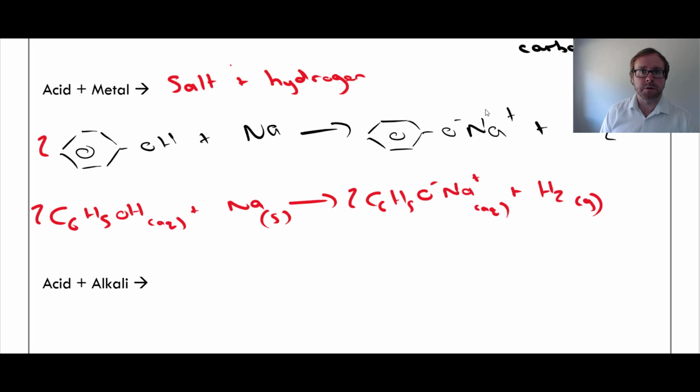Okay, and I'm sure you've all got this. I was a little bit naughty and I forgot to tell you that you'd need to balance this equation here as well. So my chemical reaction would be 2 phenol plus 2 sodium would form 2 sodium phenoxide plus hydrogen gas. And the last point to notice is that if we're doing this acid and metal reaction, the metal must be reactive, such as sodium.